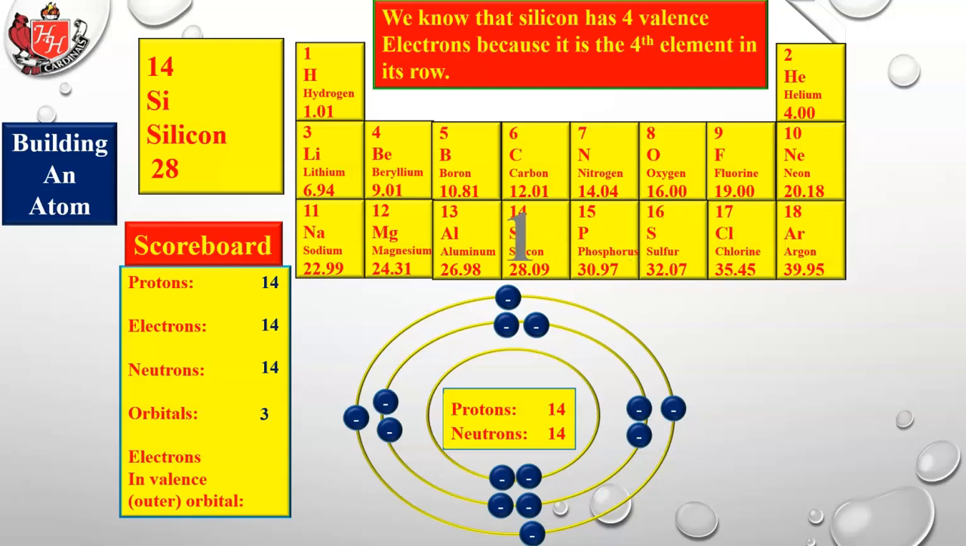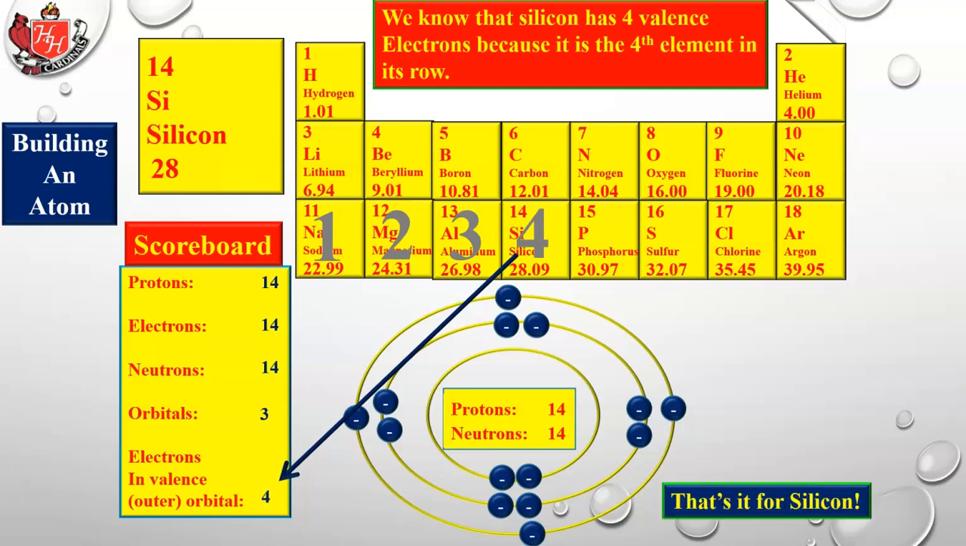All right. So there's number 1 is sodium, number 2 is magnesium, number 3 is aluminum, and number 4 is silicon. So that's how you know that silicon has 4 valence electrons without having to draw this entire diagram. And we're going to go ahead and fill in our scoreboard down there, and that completes our diagram for silicon. Okay, so that's how you diagram an atom, and we'll practice that in class.